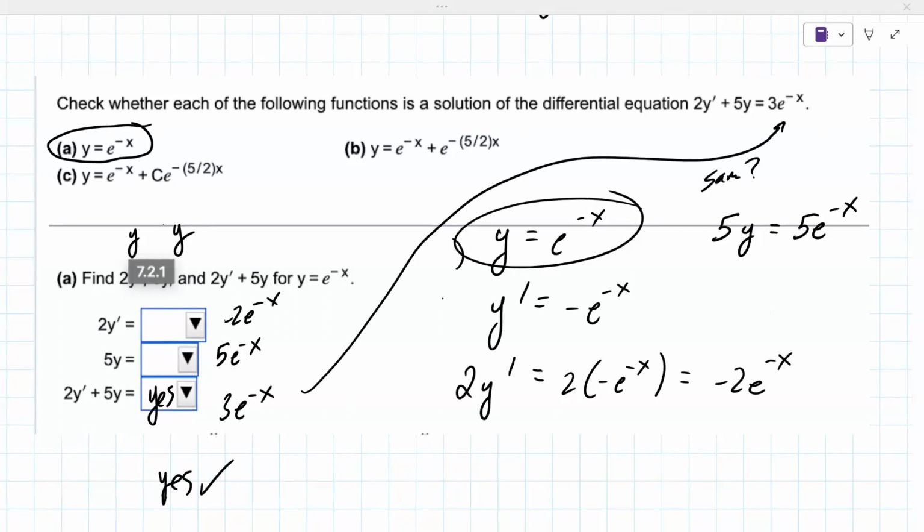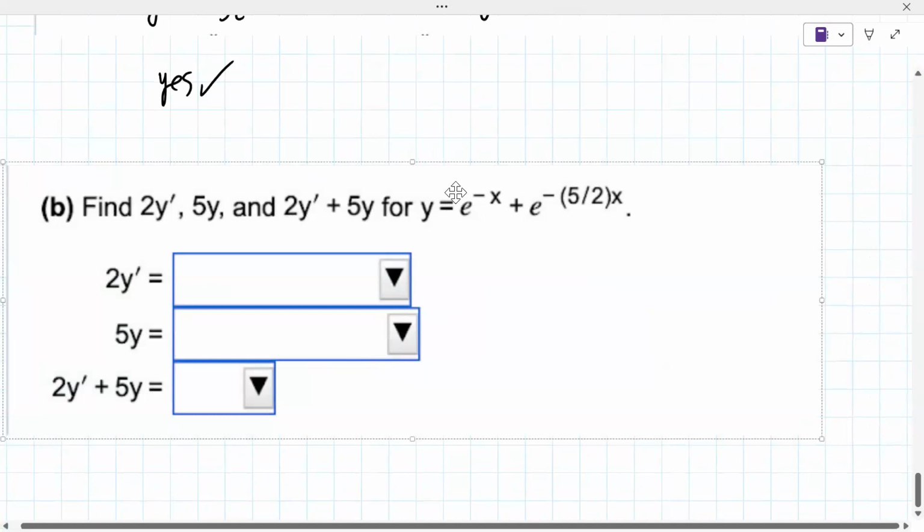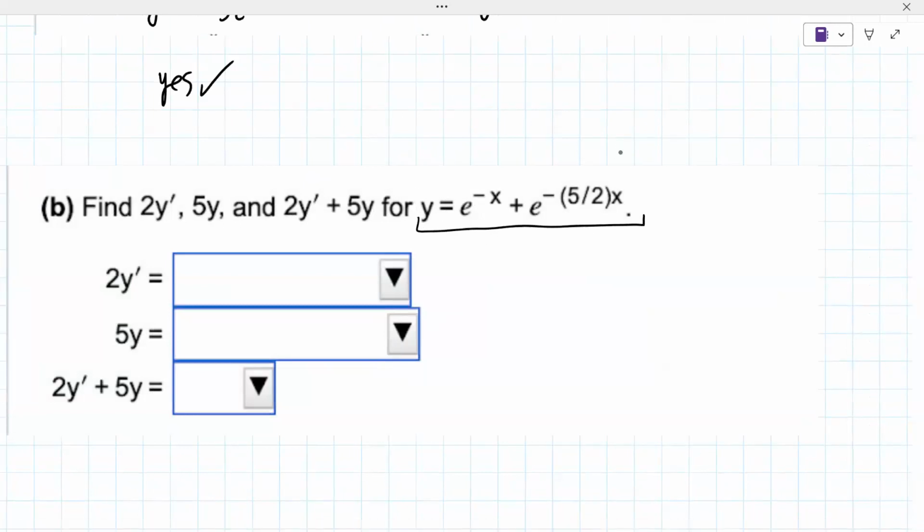All right, for B, they're giving you y here, and the first one is 2y prime. Actually, let's do the middle one, 5y, because that's easy. It's just multiplying this by 5. So it's 5e to the minus x plus 5e to the minus 5 over 2 x. Okay, yeah.